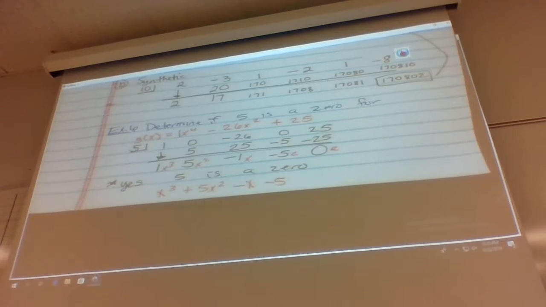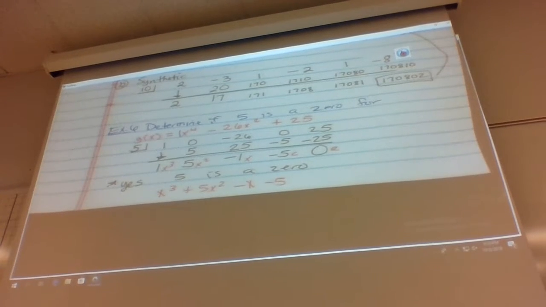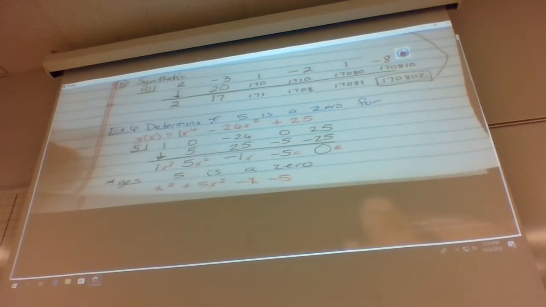All right, the last example from this section. Am I okay to turn? Yes, sir. That's your remainder, your constant, your x squared, and your x to the 3rd.